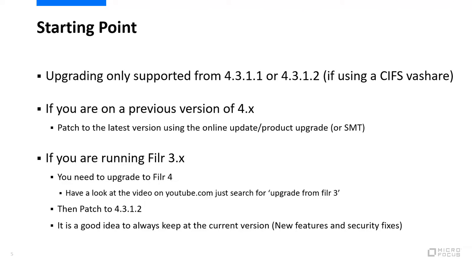If you're running a previous version than 4, so something like Filr 3, you'll need to upgrade to Filr 4 first. So there is a YouTube video, just go and search for upgrade from Filr 3 on YouTube and you'll find it, which takes you through that process. Just as an aside, for those of you that aren't on the latest version, I would strongly recommend that you regularly patch your Filr environment to stay at the latest version. Not only do you get new features, but you also get the security fixes.